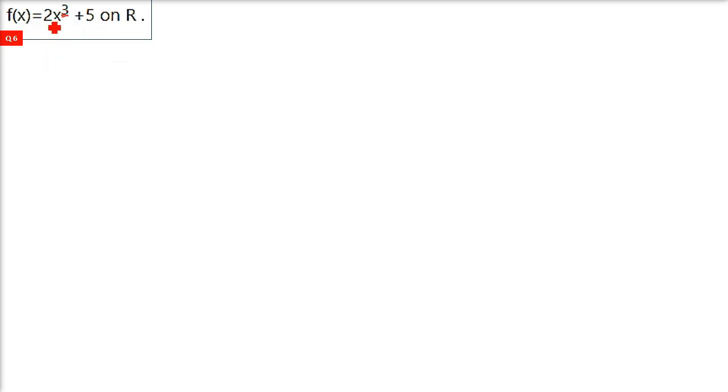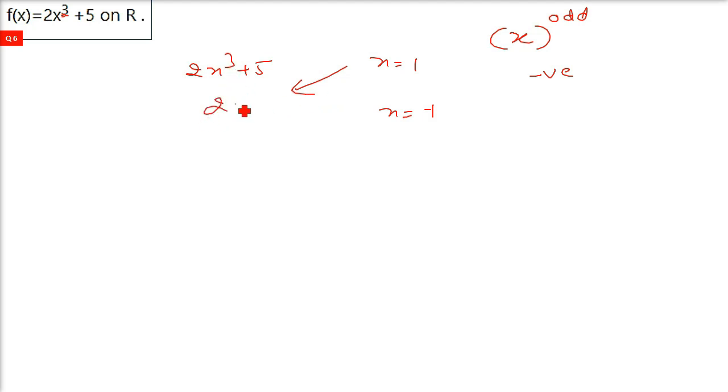So the trick here is, whenever you have an odd degree, because x cube, that is x to the power 3, is an odd degree, whatever negative you put inside x, it will give you negative. You put positive, it will give you positive. So just put x equals 1 and x equals minus 1, you will see. I'll give you a very short example. x as 1: 2 into 1 cube plus 5 is going to be 7. How about negative? 2 into negative 1 whole cube plus 5. Negative 1 whole cube is negative, so negative 2. 5 minus 2 is 3.